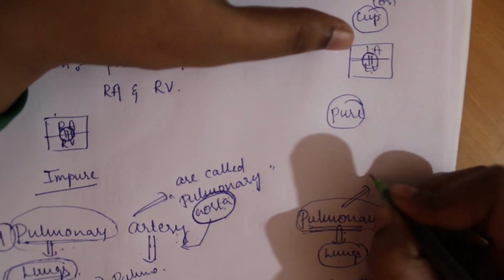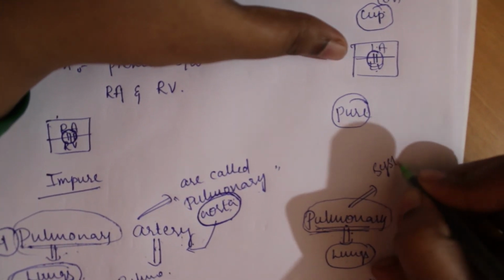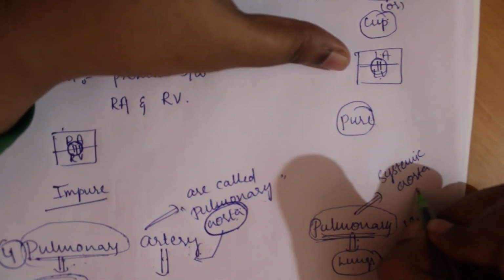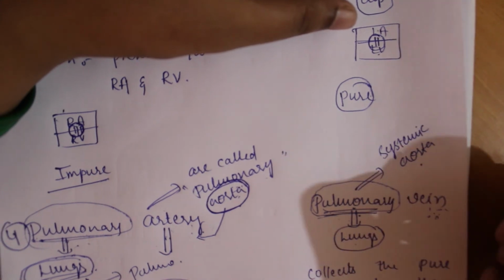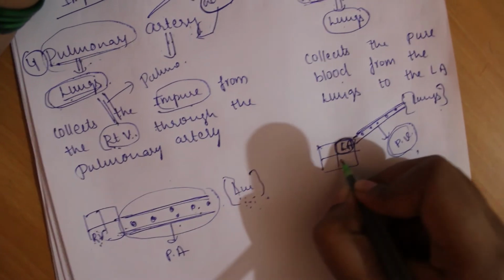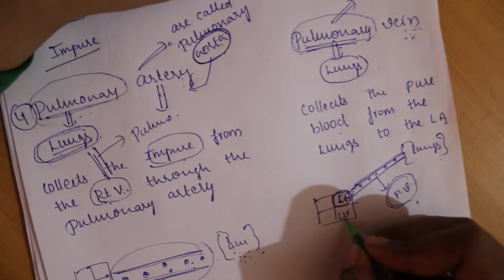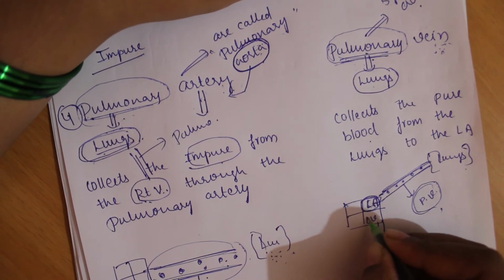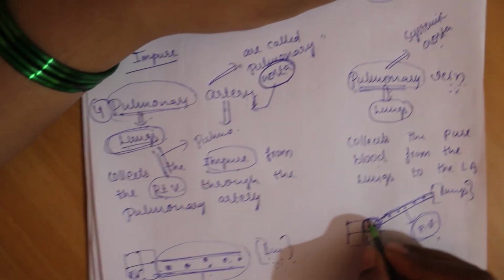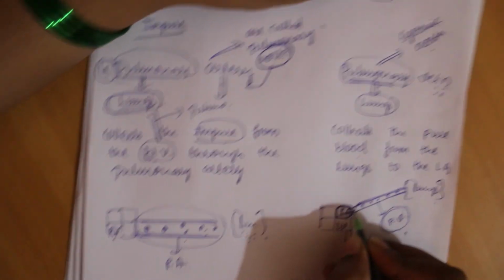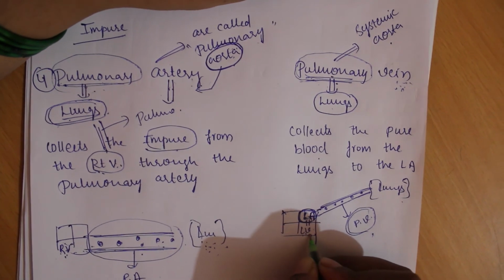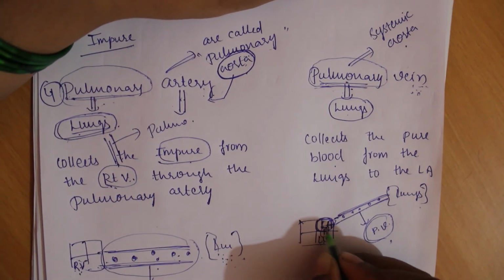The pulmonary vein is also called the systemic aorta. This is also the largest vein, as it collects the oxygenated blood from the left ventricle, as it supplies the blood to the whole body. From here, the oxygenated blood enters the left auricle. From the left auricle it moves into the left ventricle through the bicuspid valve.